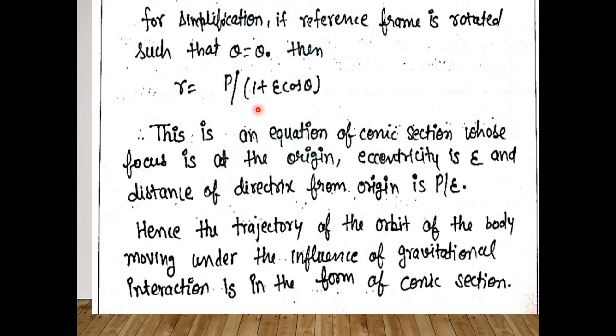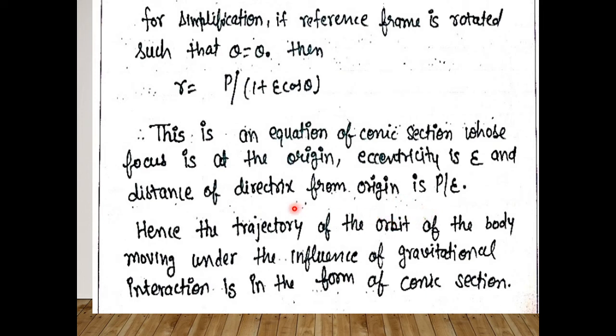R is minimum, and also r will become, in the simple form, r equals p upon 1 plus epsilon cos theta. This is an equation of a conic section whose focus is at the origin, and eccentricity is epsilon, and the distance of the directrix from the origin is p upon epsilon.